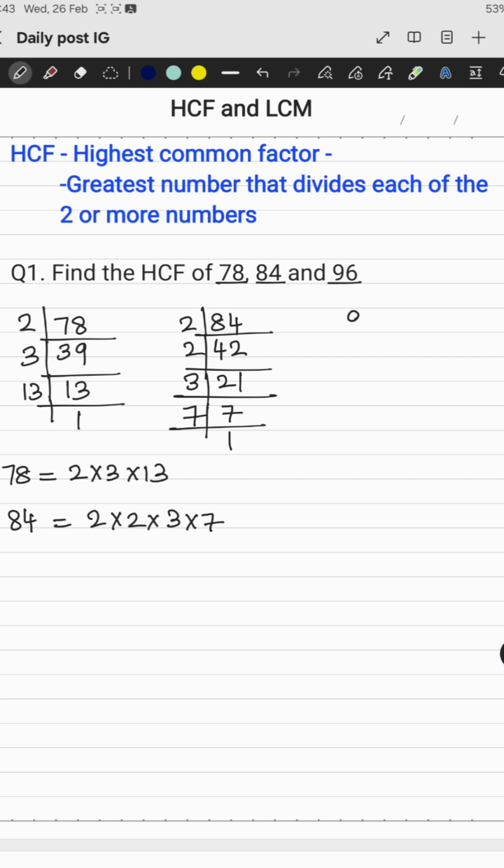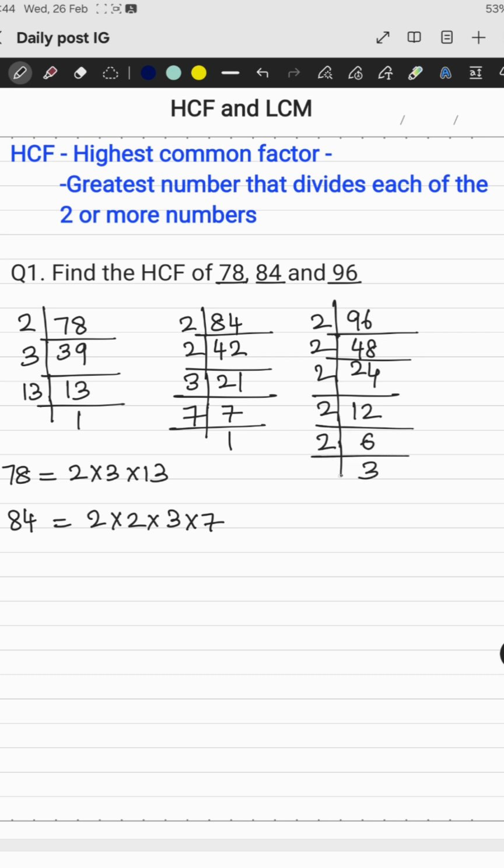And the last one is 96. Again, let's start with the smallest prime number, 2. You can divide 96 by 2. 2 fours are 8 and 2 eights are 16. Again, 2 twos are 4 and 2 fours are 8. Again 2, you have 12. Again 2, you have 6. And then the last one is again 2: 2 threes are 6, and 3 is a prime number. So the last one would be 3.